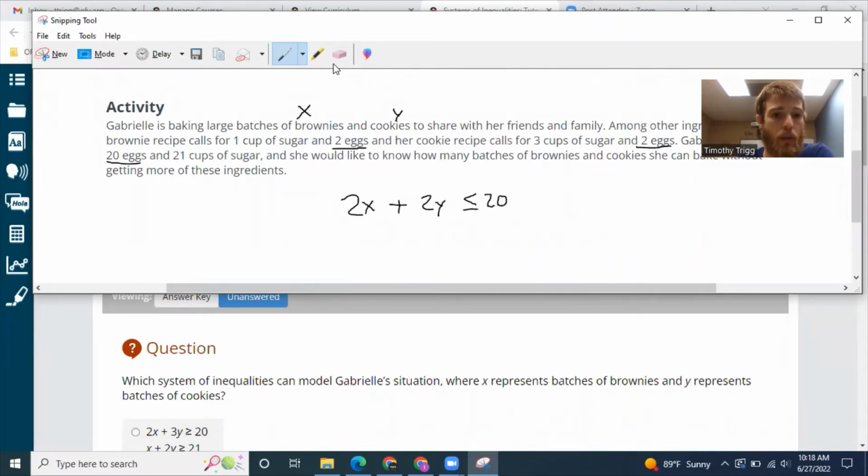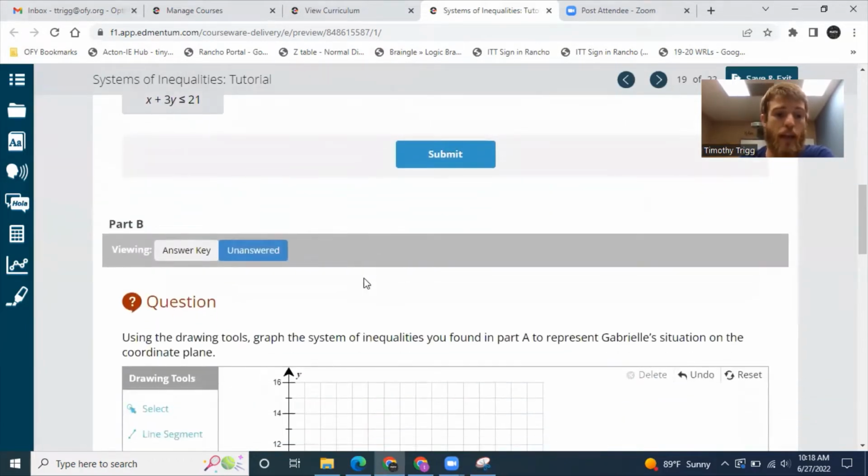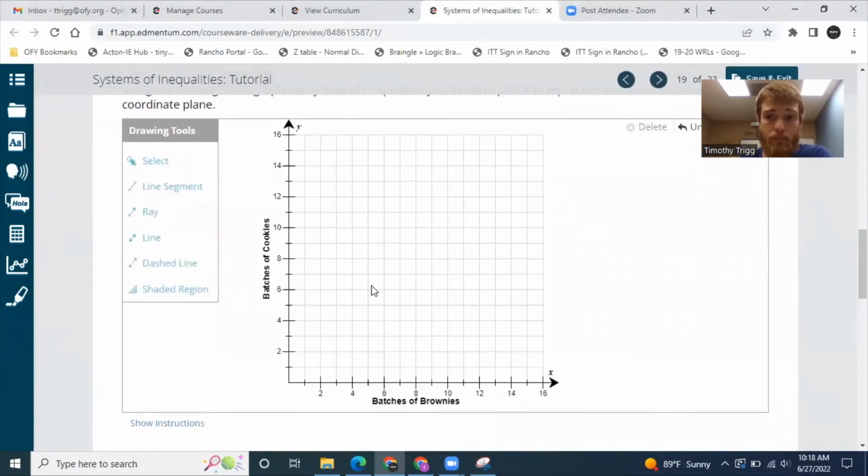Now let's focus on the sugar. For the sugar, I'm going to do the second equation in a different color. For the brownies, it takes 1 cup of sugar, so 1x: 1 cup of sugar times the number of brownie recipes, plus, for the cookies, 3 cups of sugar times the number of cookie batches. And she has 21 cups of sugar, so she could use less than or equal to 21 cups of sugar. So this is your system of inequalities here. Now for the next question, we want to graph this system of inequalities.